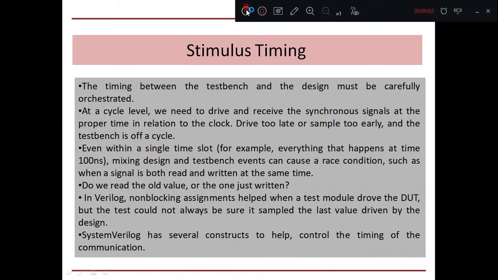Hello everyone. Today we will see what is stimulus timing. Timing is a very important parameter in any design. The timing between the test bench and the design must be carefully orchestrated.